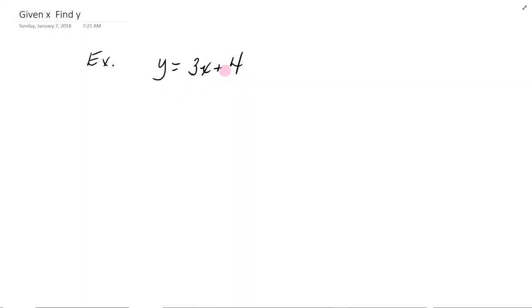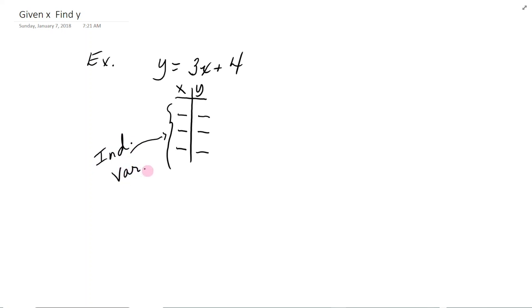Usually, when you're trying to find some of those ordered pairs, you make a t-chart. And it is quite common to pick values for x and plug those in to generate values for y. The x's are known as the independent variables. The y's are known as the dependent variables.